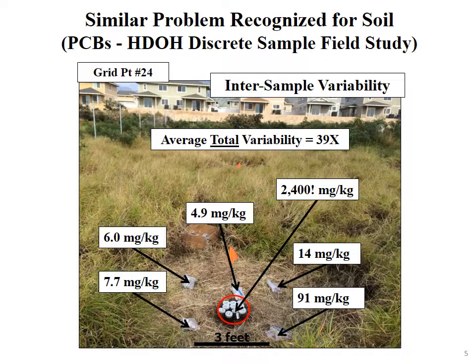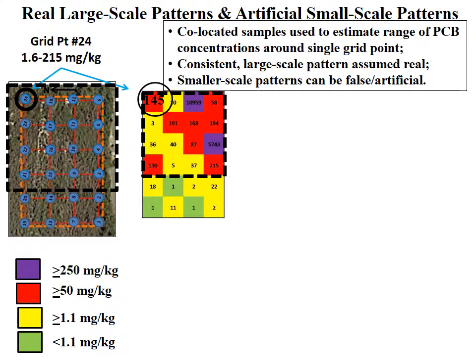So we see a lot of random variability in concentrations of contaminants in soil when we're testing very small volumes of soil around individual grid points. We'd expect to see something not as dramatic, I would guess, in soil vapor data, but it is equally important to understand and recognize. This is a big issue.